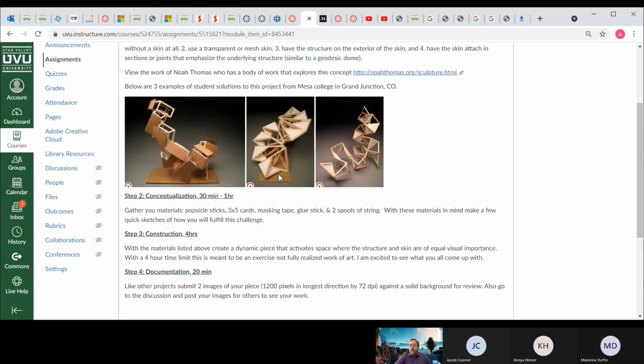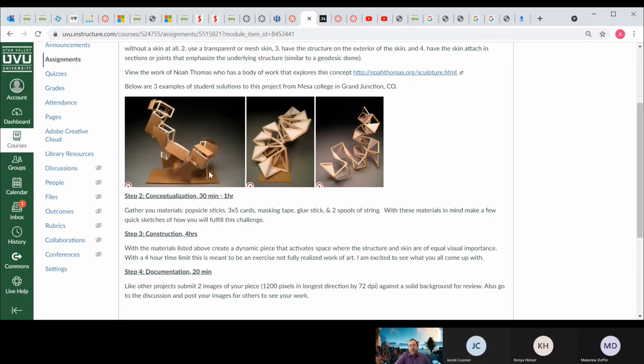And so I think out of all 3 of these examples, this center one is probably the most effective. The other is, we are looking at a project where we are trying very hard to balance both the structure and the skin. And that's a difficult thing.